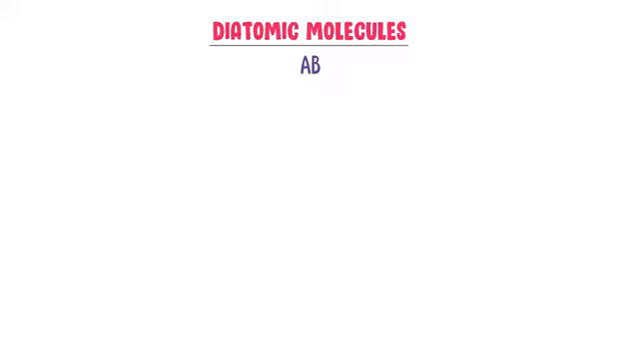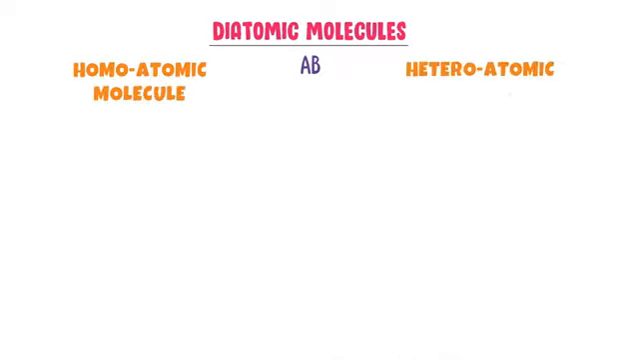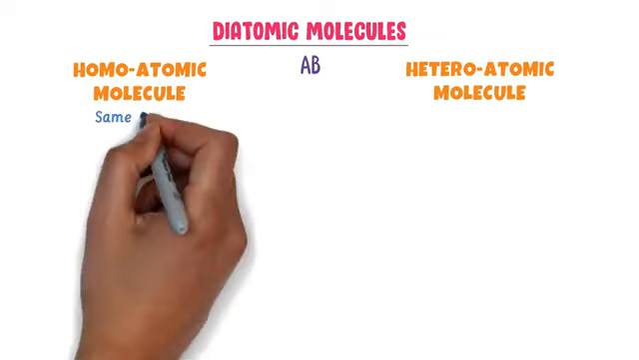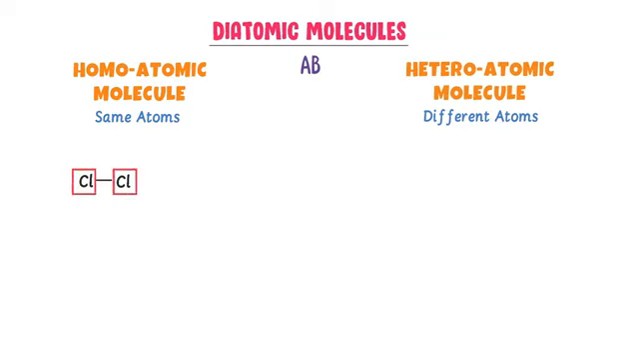Also we know that diatomic molecules are divided into 2 categories, homoatomic molecules and heteroatomic molecules. Remember that homoatomic molecules are made up of the same atoms and heteroatomic molecules are made up of different atoms. For example, consider a molecule of chlorine gas and its structure. We know that on both sides are the same atoms. Remember that same atoms exert same forces on the shared pair of electrons. Let me repeat this important point.